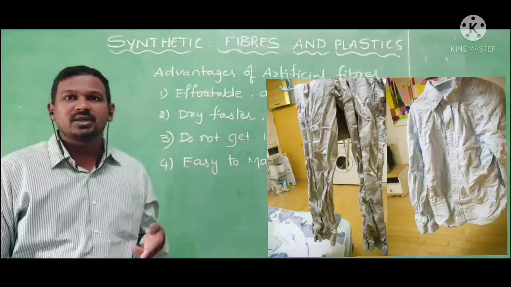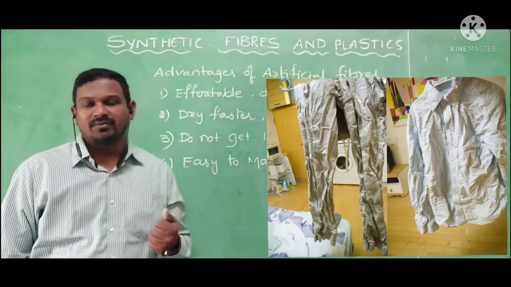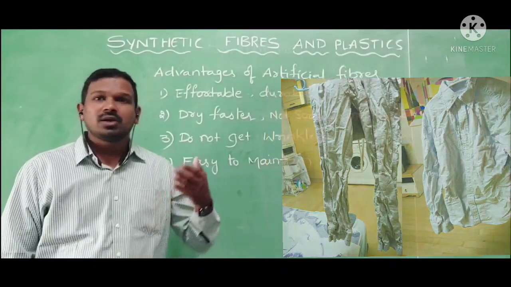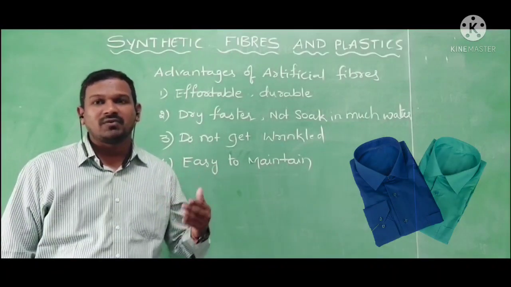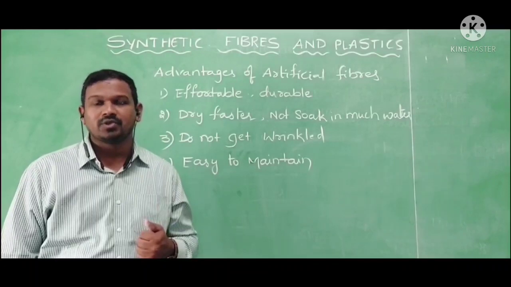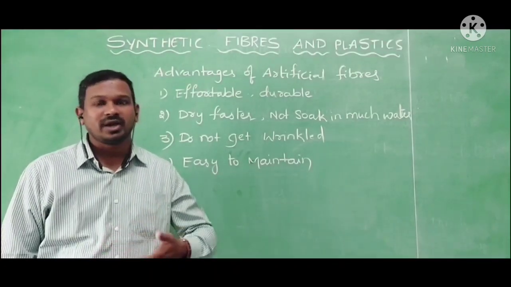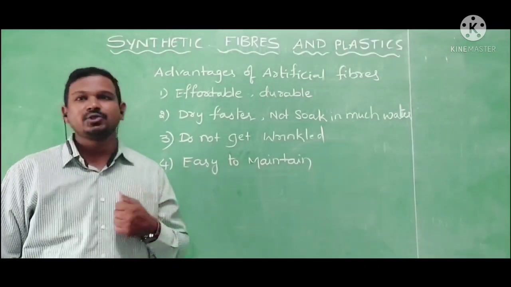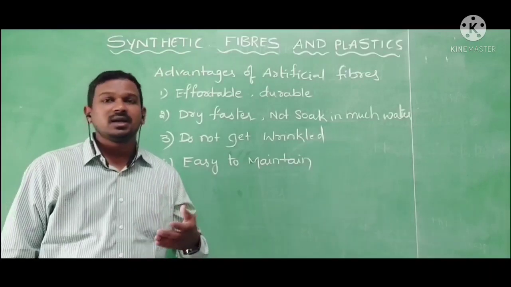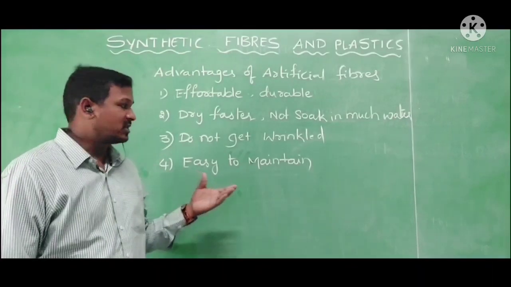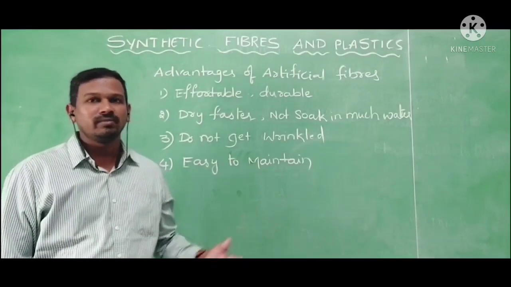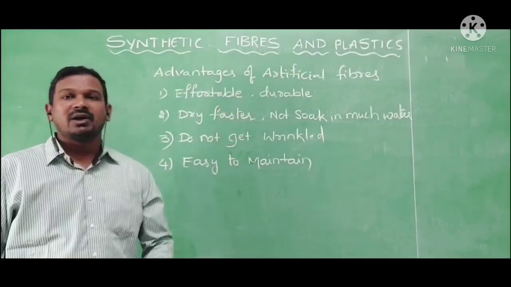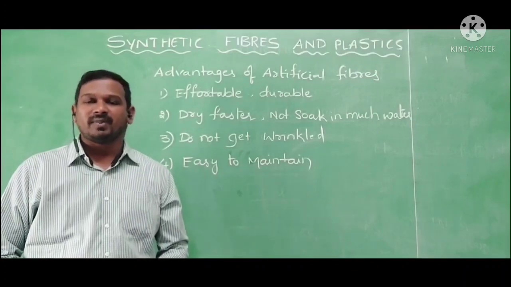The next, third point, is that it is wrinkle free. Compared to natural fibers, cloths made of artificial fiber are wrinkle free, so easy to maintain and easy to wear also. The fourth point is easy to maintain. Like silk, we are not going to face any problem maintaining artificial fibers. It is very easy to maintain. So these are the 4 advantages of artificial fiber.